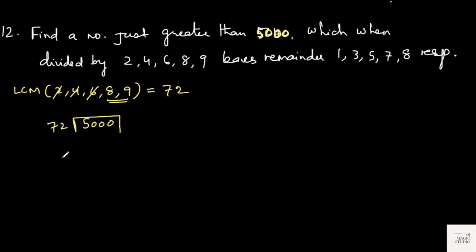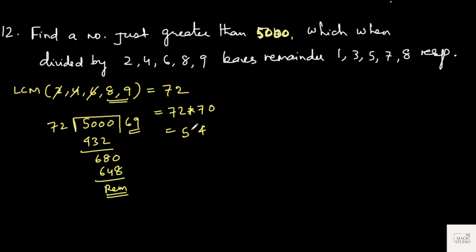Divide 5000 by your LCM 72. It will go 6 times 18, 1,432. Then 1,432 will give 68. Then it will go 9 times 72, 630 and 18, 648. So I'll get some remainder. Okay. So we are looking out for a multiple of 72 which is greater than 69. That means the number which should be greater than 5000 is 72 into 70, 41. That would be 5040.